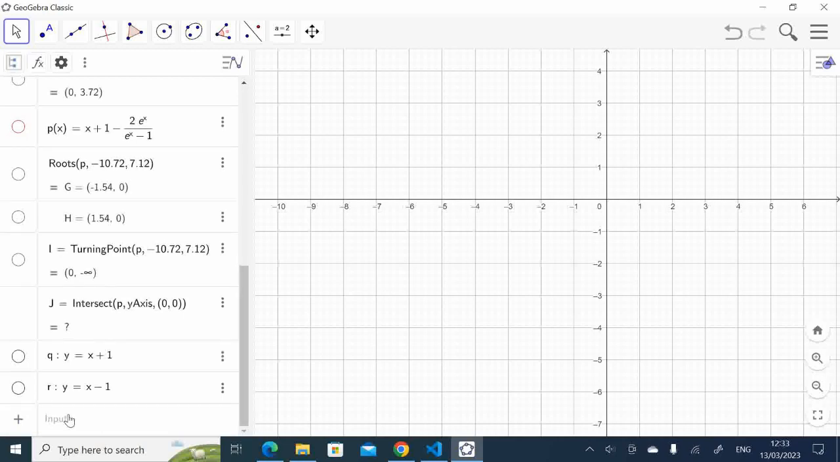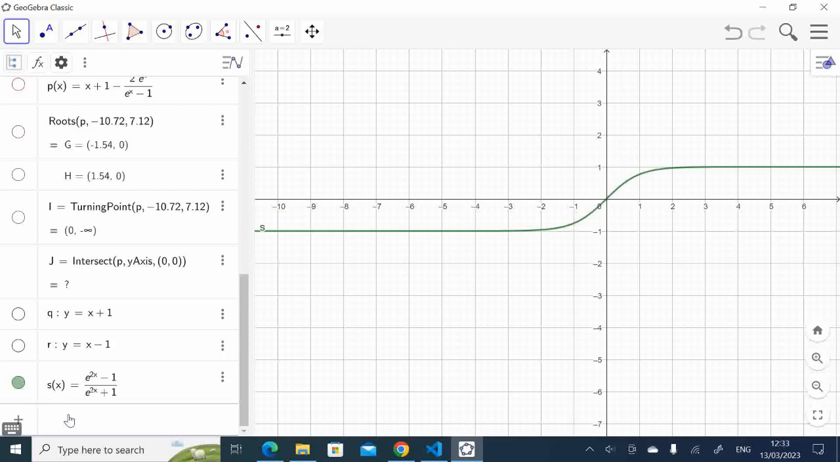I lost it, I think. So let me draw it again. So e to the power 2x minus 1, divided by e to the 2x plus 1. So this is the graph.